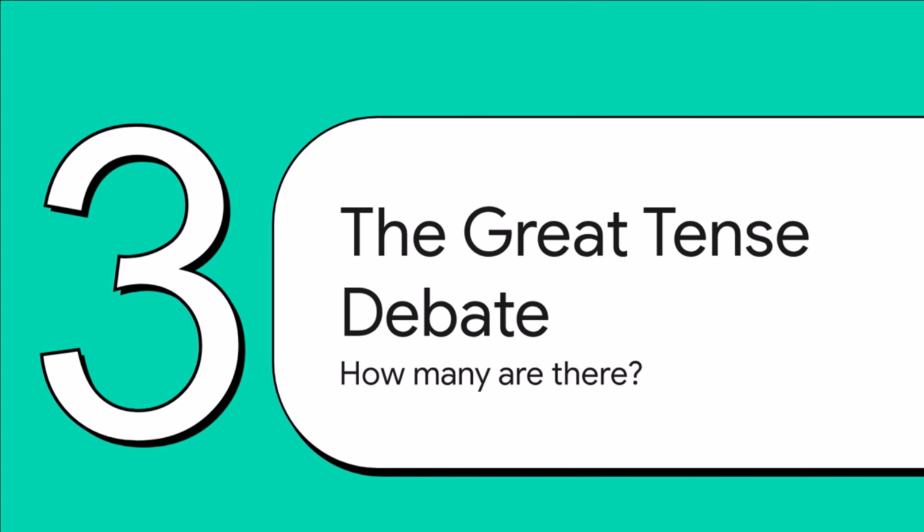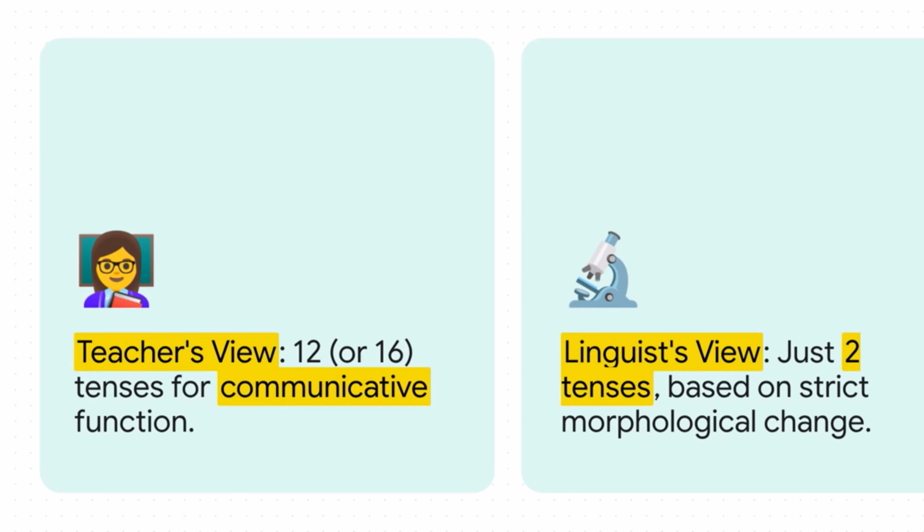This is what we call the great tense debate. So you've got 2 camps. On one side, you have the teacher's view, which is super practical. It says there are 12, maybe even 16, because each one helps us communicate something different. But on the other side, you have the linguist's view, which is way stricter. It argues that English only has, wait for it, 2 tenses. 2! How is that even possible?